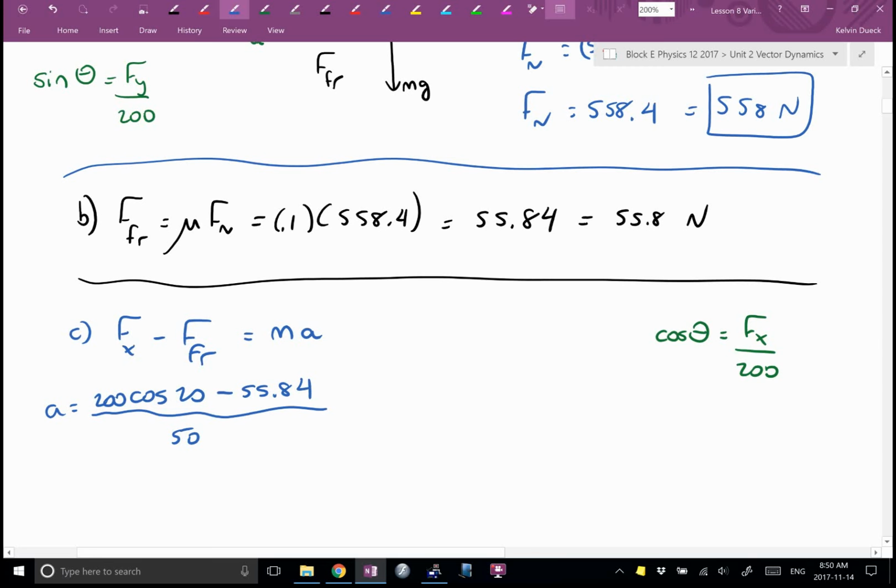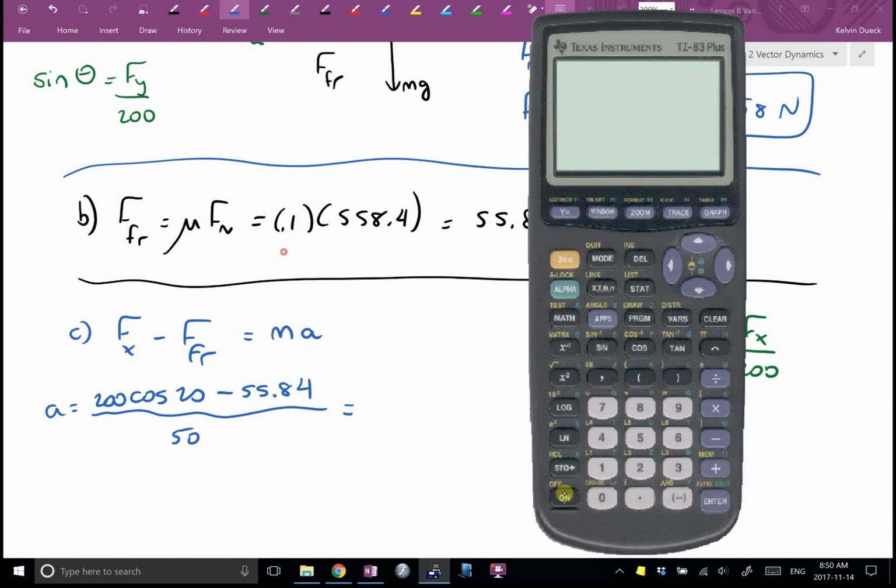Now, in this one, the mass does not cancel, which makes sense because the heavier an object is, the tougher it is to slide across the floor. The mass shouldn't cancel. I'm going to get 200 cos 20 minus 55.84 divided by 50. You get 2.64?